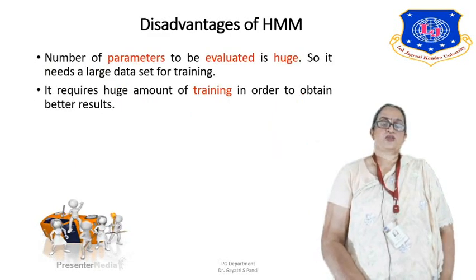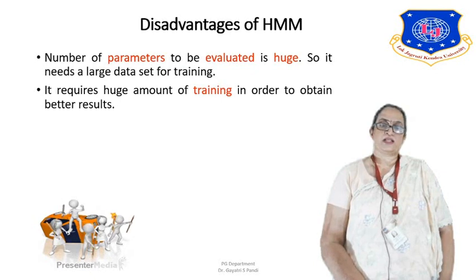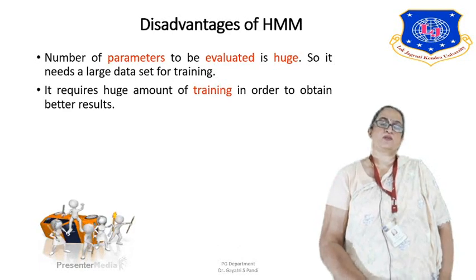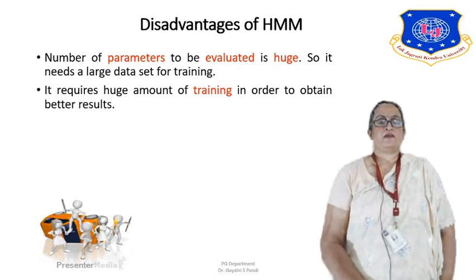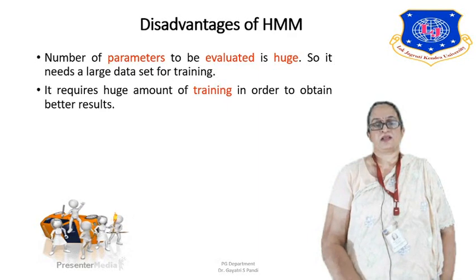The number of parameters to be evaluated is very huge in HMM, and so it needs a large data set for training, and it requires a huge amount of training in order to obtain better results. So the training period has to be very strong and big enough to see that better results could be obtained.